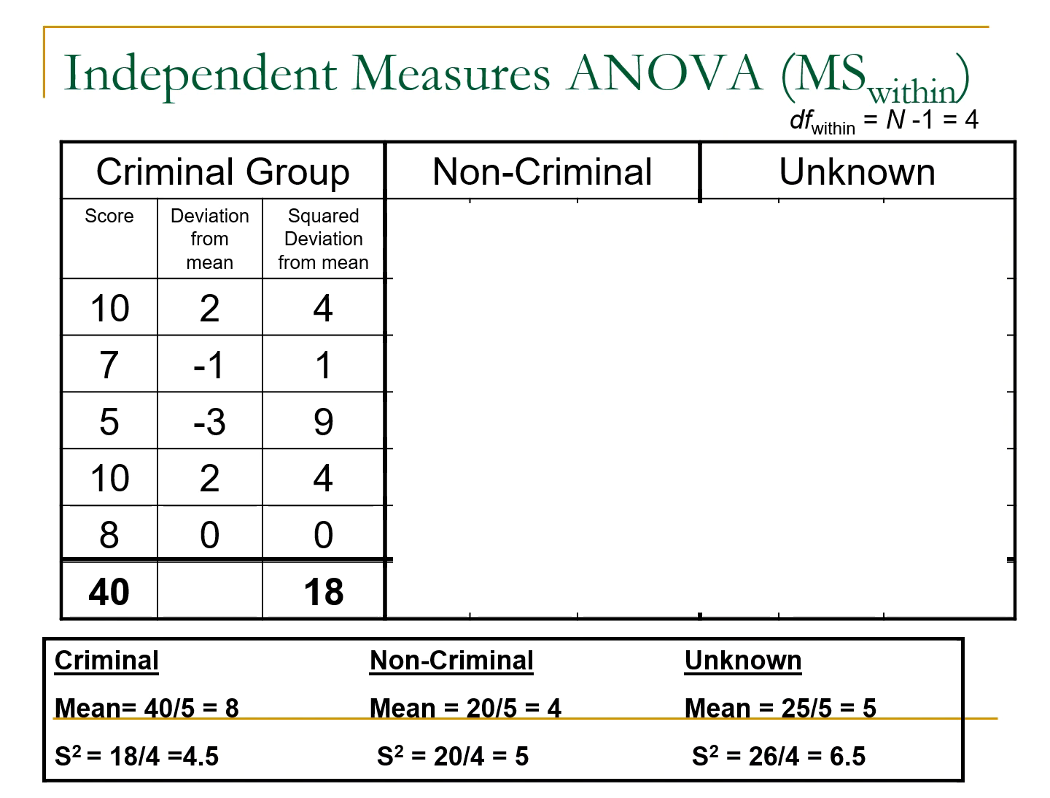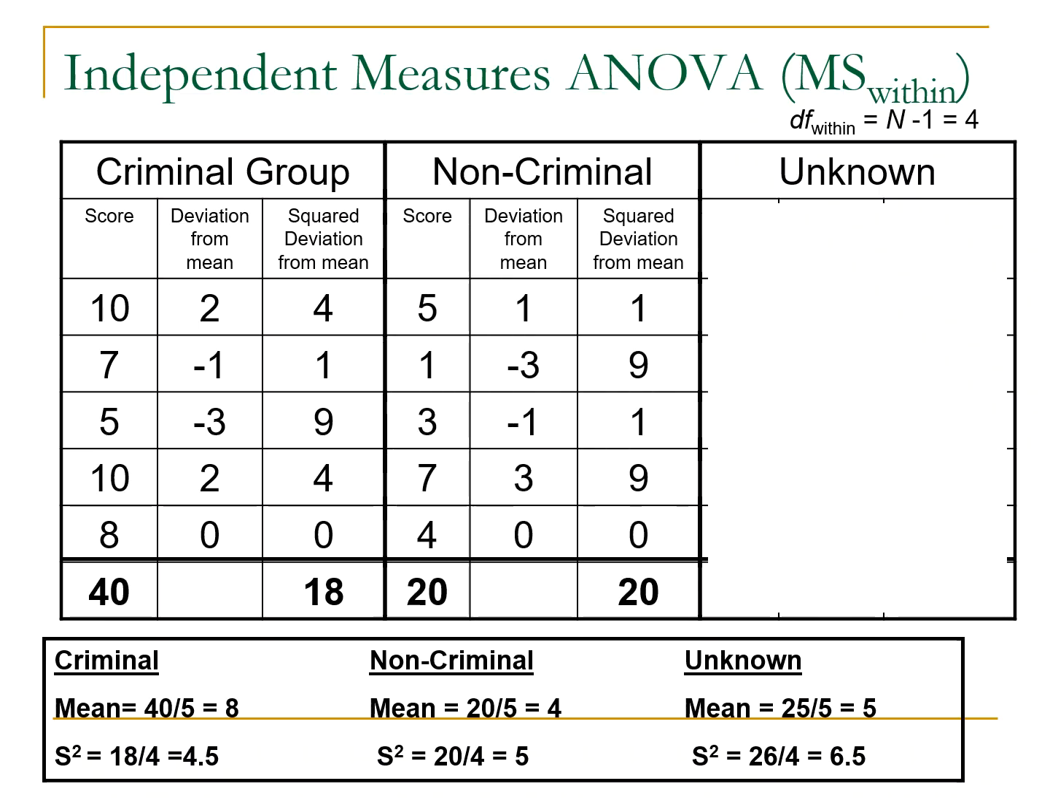And we get 18. Now, to get the sums of squares, we also need to take into account the degrees of freedom. Remember, it was n minus 1 for each group, so 4. So that 18 needs to be divided by 4, which is 4.5. We now have the sums of squares for our criminal group.